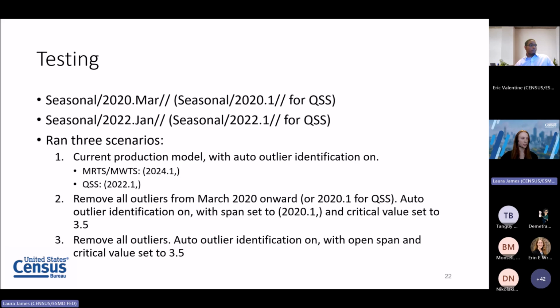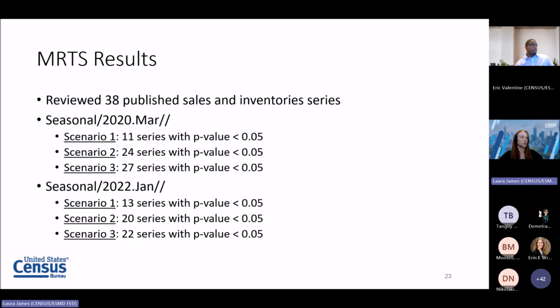One other thing to mention for scenarios 2 and 3, I didn't make any other adjustments to other regressors. So if there was a trading day variable or any holidays, anything like that, I didn't make any changes there. For MRTS, I looked at 38 different published sales and inventory time series. With that March 2020 change of regime regressor, under scenario 1, there were 11 series that had a p-value less than 0.05, so what we considered significant.